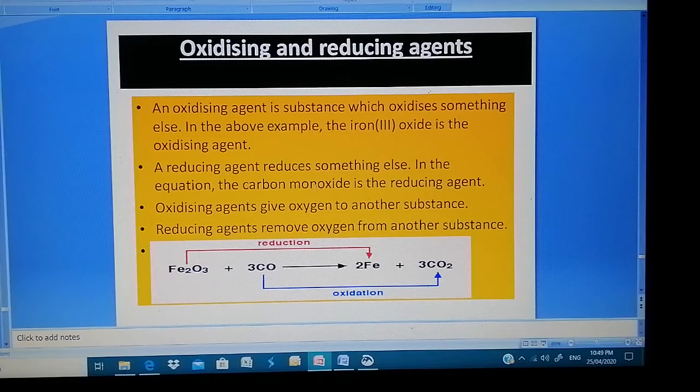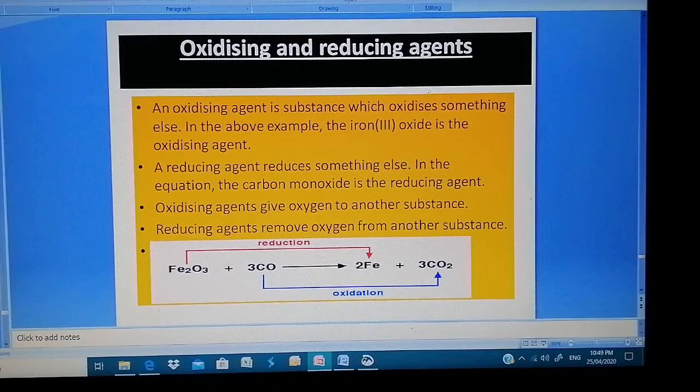So what are oxidizing agents? Actually they undergo reduction themselves, and reducing agents undergo oxidation themselves. Or you can say in another way, the one which undergoes reduction will always act as oxidizing agent, and the one which undergoes oxidation will always act as reducing agent.